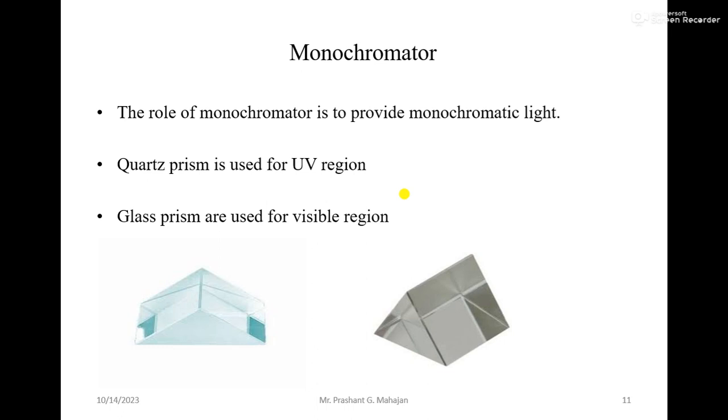Next is the monochromator. The role of the monochromator is to convert polychromatic light into monochromatic light, as I stated earlier. There are two types of monochromator. One is the quartz prism, which you are going to use in the UV region. The second is the glass prism, which you are going to use in the visible region.